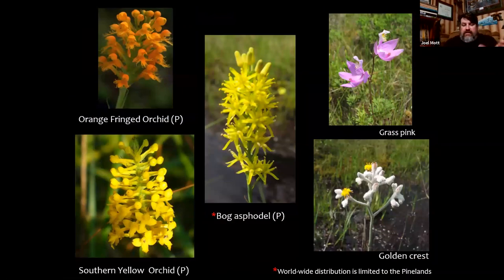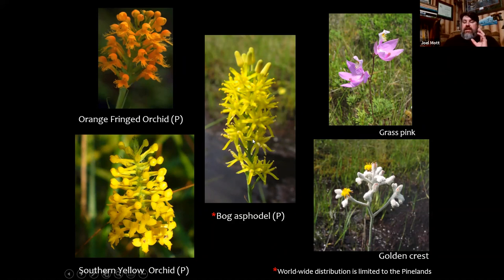We'll talk about some of the orchids. So we've got the orange fringed orchid, the southern yellow orchid. These are primarily late June, July bloomers. And that's the same time we see the bog asphodel, the grass pink.